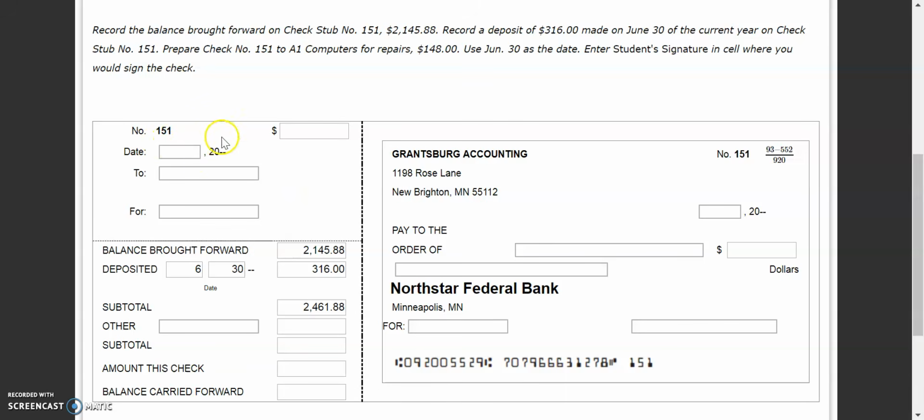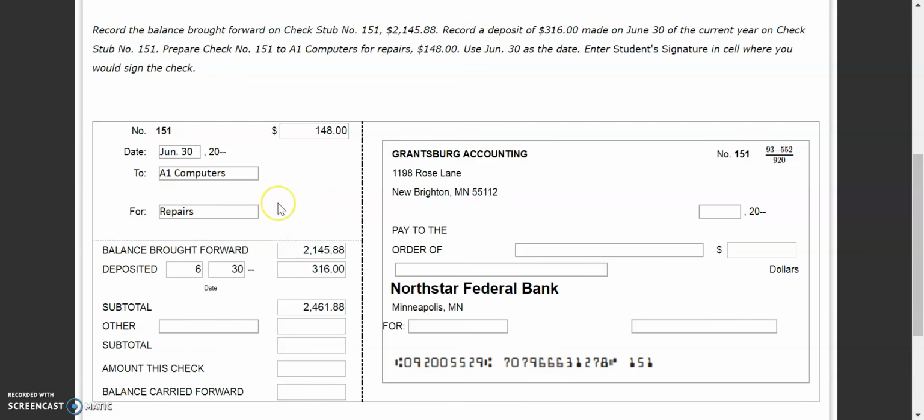So first things first, we're going to fill out the information for the check. We already have the check number that's pre-printed on our check. The dollar amount for this check is $148, so we plug in 148 there. The date for this check is June 30th, so they want us to type in June 30th. It is to A1 Computers, and it is for repairs. So all of that information is just coming from this third and fourth sentence, I guess. So just make sure you read carefully.